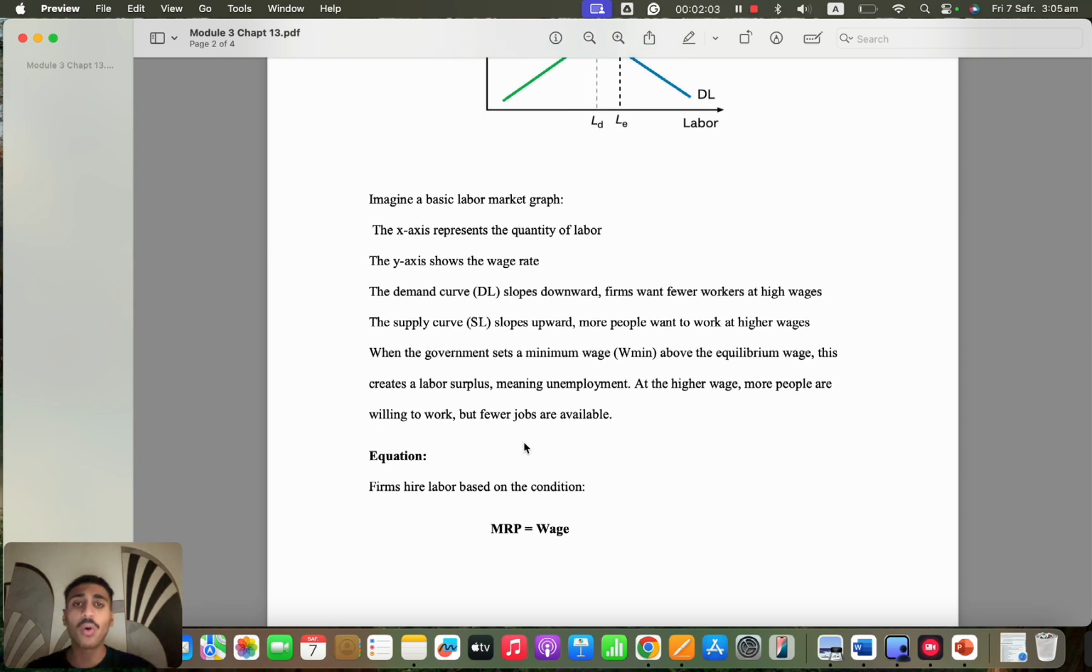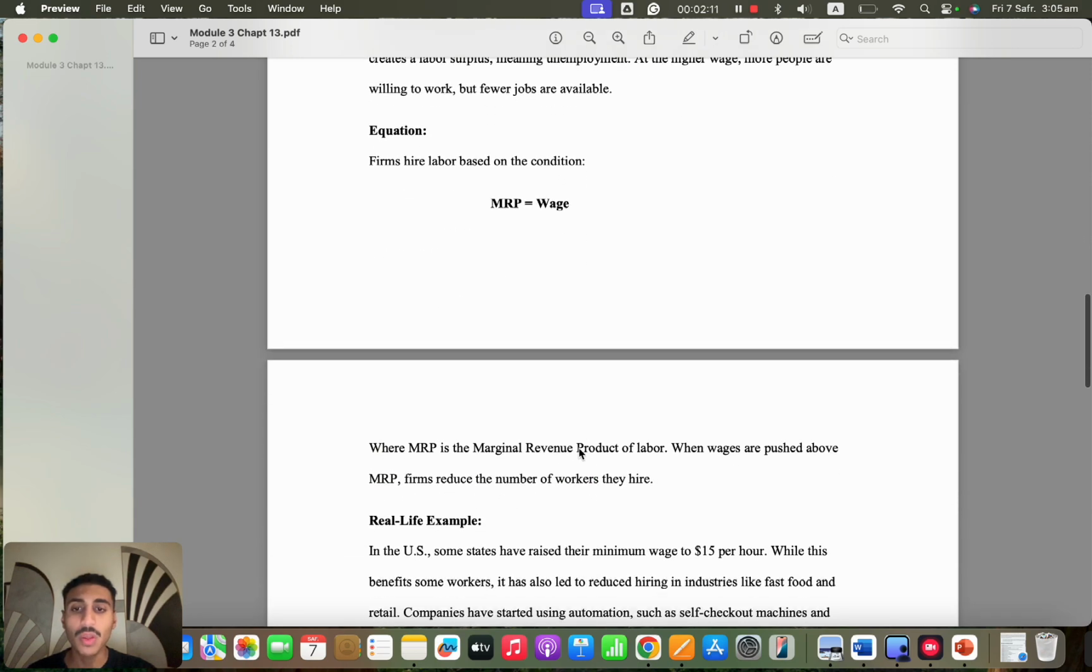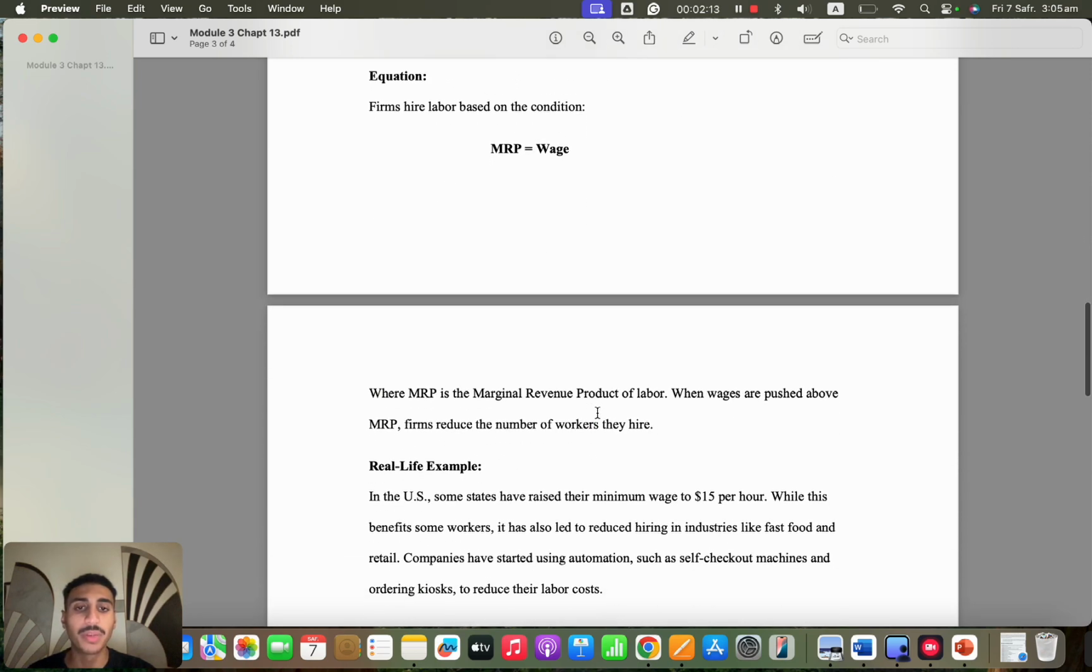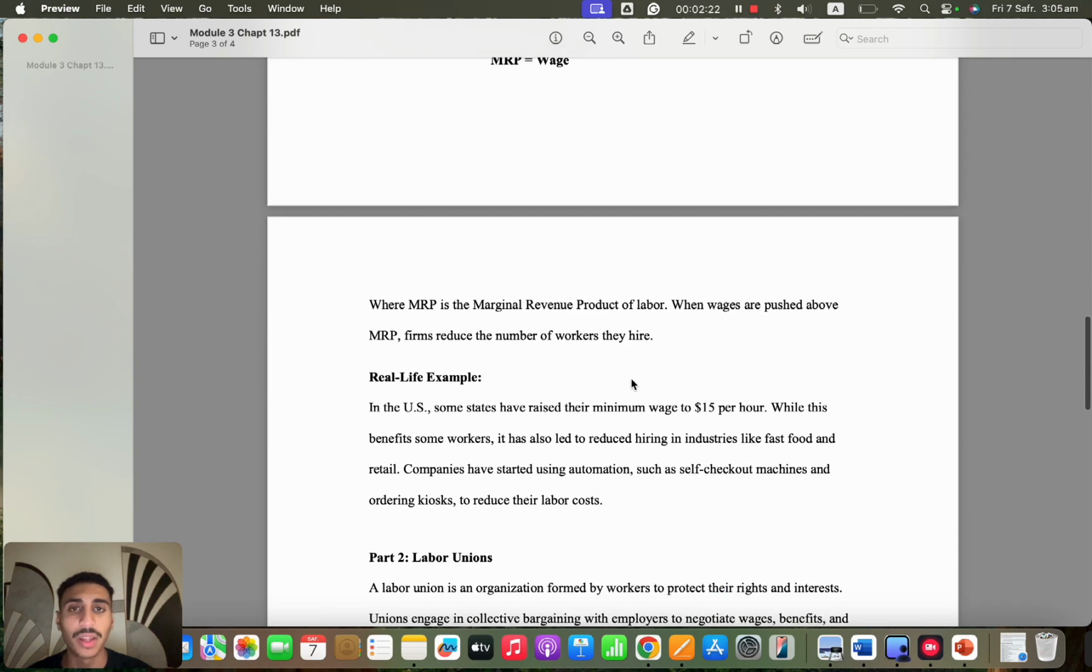To simplify all that we have explained previously, here is an equation: MRP equals wage, where MRP is the marginal revenue product of labor. When wages are pushed above the MRP, firms reduce the number of workers they hire.